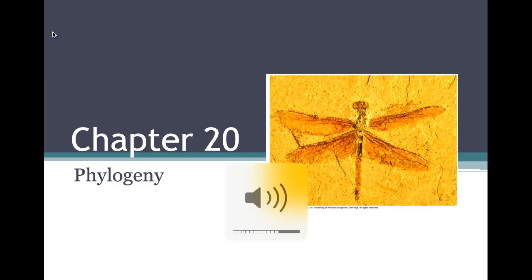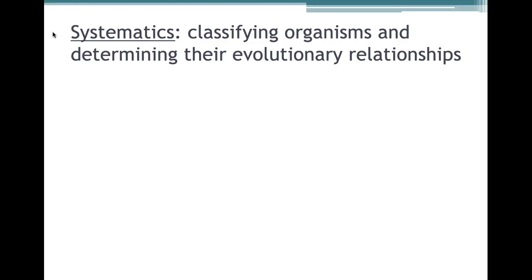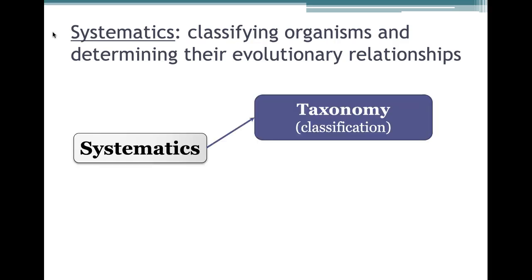Phylogeny is the evolutionary history of a species or a group of species. One way in which biologists study the evolutionary history of species is by using systematics, which is classifying organisms and determining their evolutionary relationships. There's two parts to systematics.